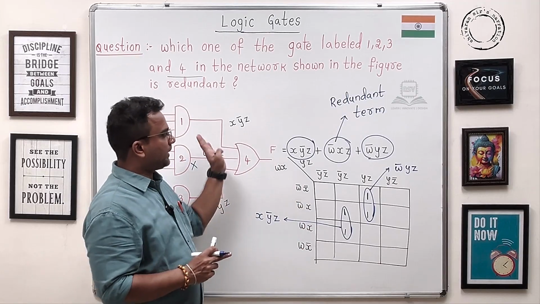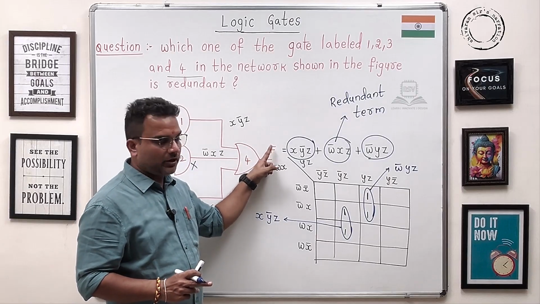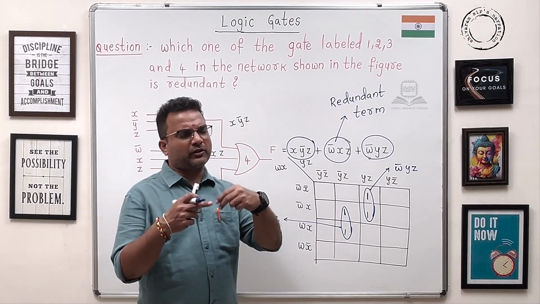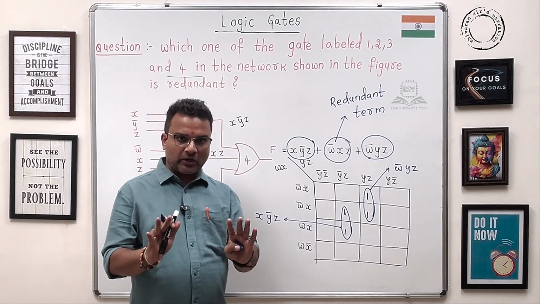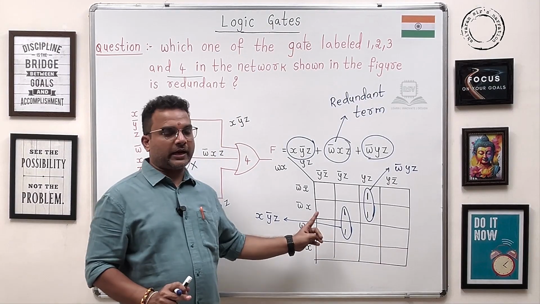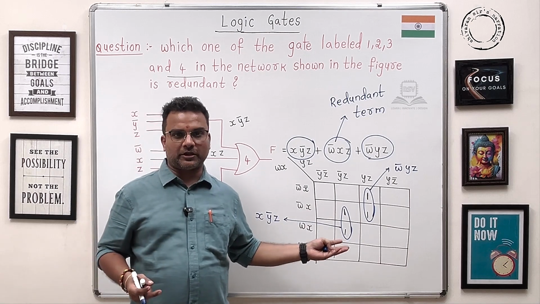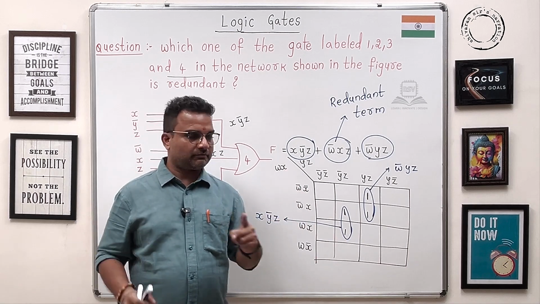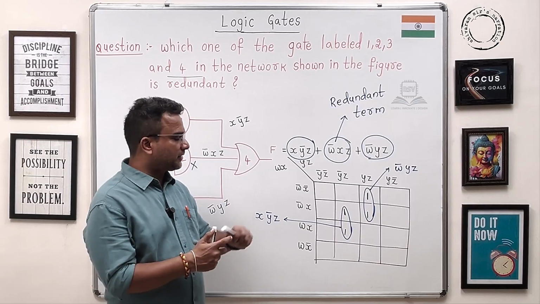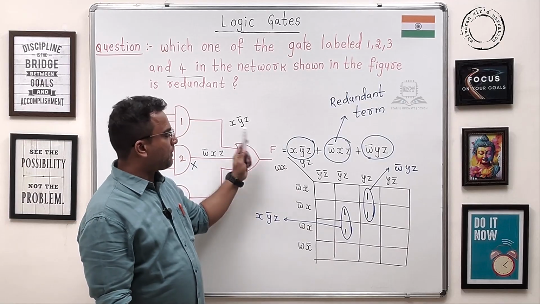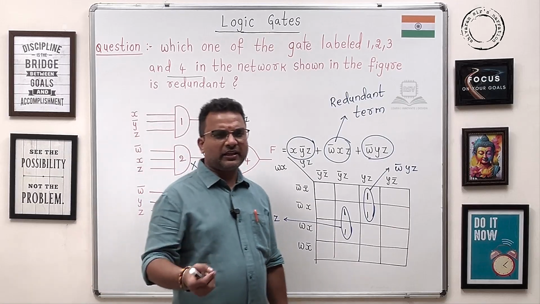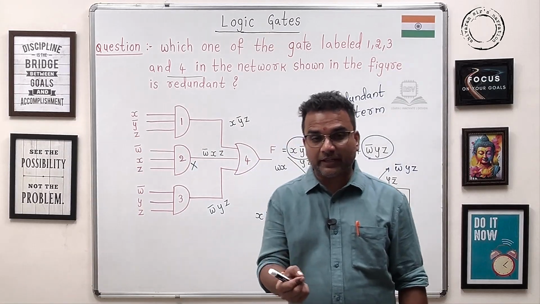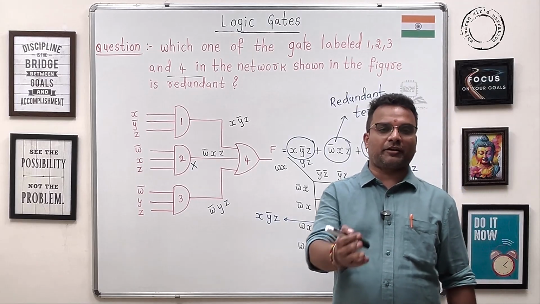Remember, once you get the finalized expression, you just simplify. Either you take Boolean algebra or K-map, it's up to you. Mostly it's better to go with K-map. It's a graphical representation. No need to put in more effort. Remember guys, once you get the simplified expression, you compare it with the original initial expression, so that we can easily identify which gate is redundant, which gate is not required.